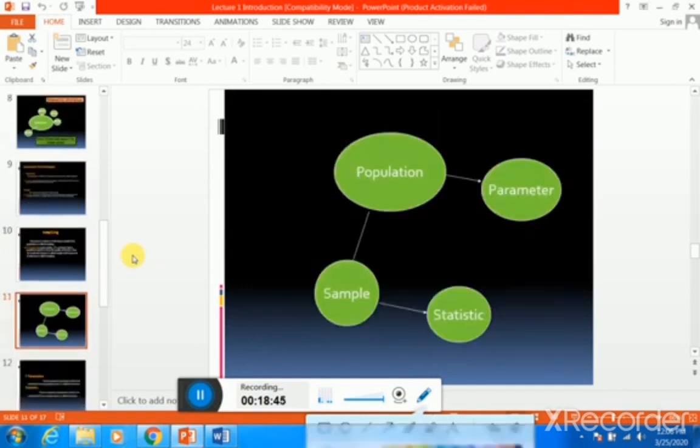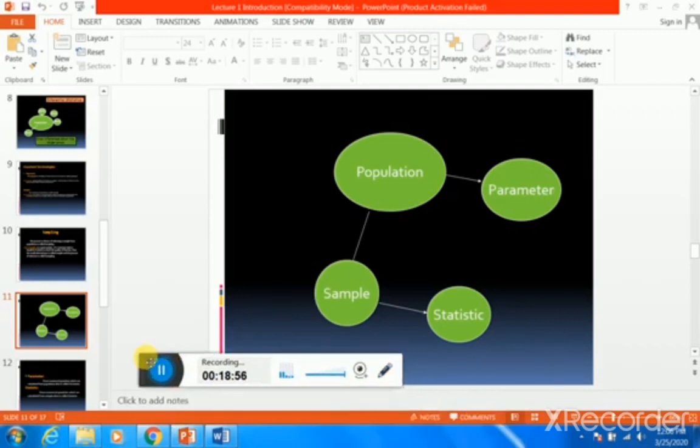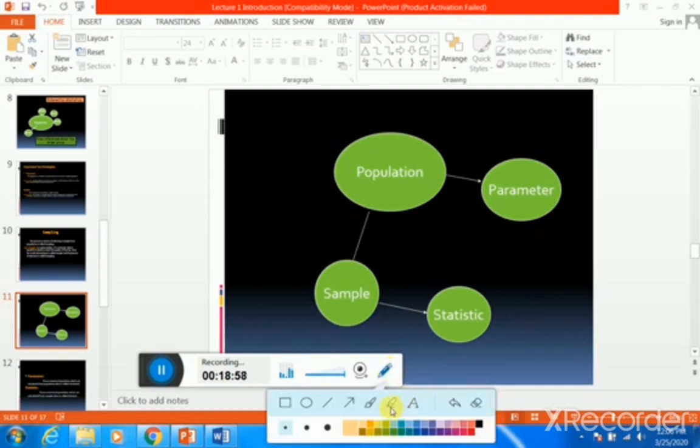Now we will move to the next terminology, which is population parameter and sample statistic. The first very important thing: remember that population starts with P and parameter also starts with P, so they are connected. Then when we talk about the sample, it starts with S and statistic also starts with S.